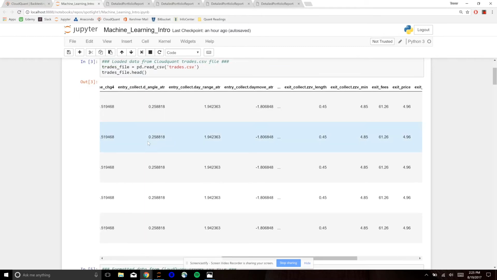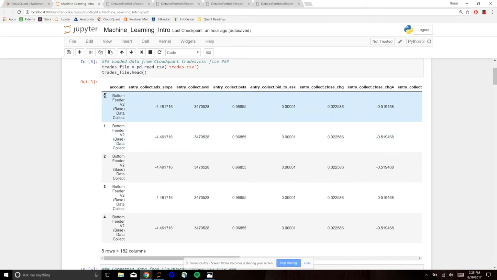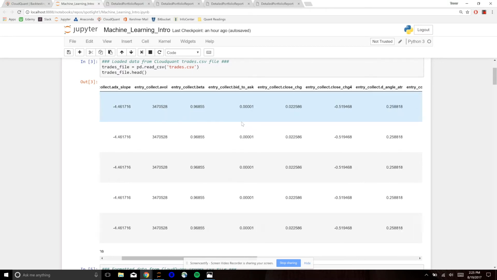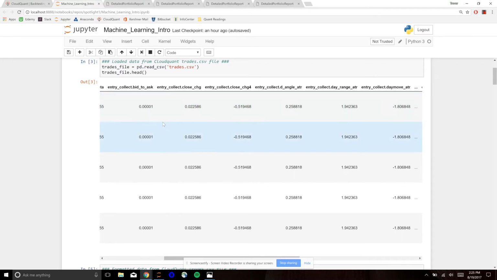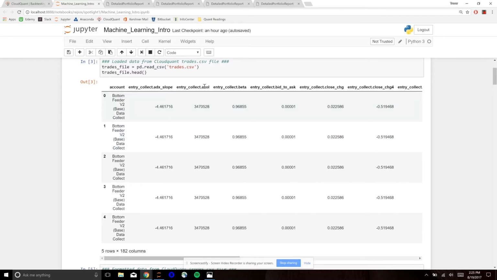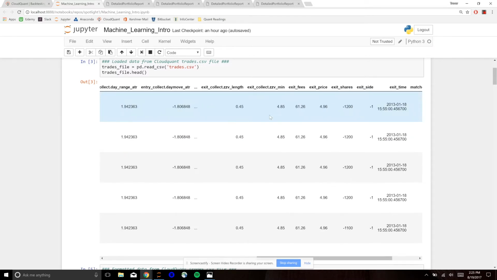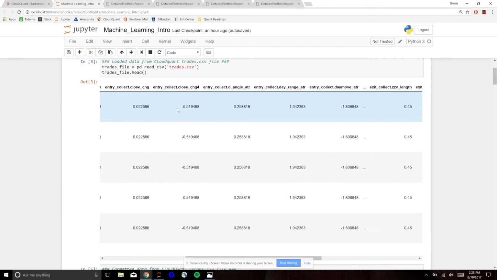So this is the top of what that trades.csv file looks like. And we've got all of these different variables that we're collecting on the entry, anything from the average volume to the beta to down here. I know we've got a bunch of variables that I created that Andy and I talked about and we thought were going to be relevant to this reversal trade.